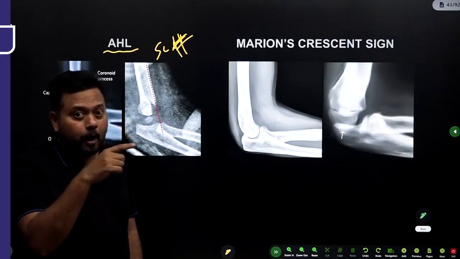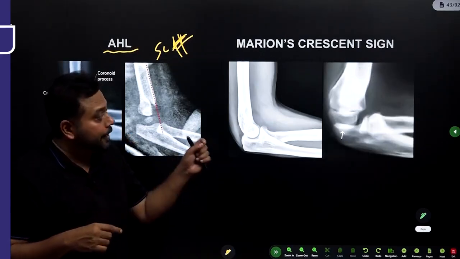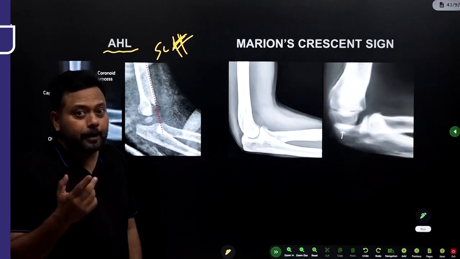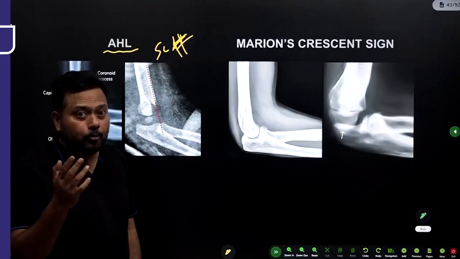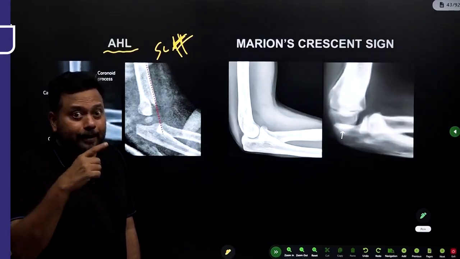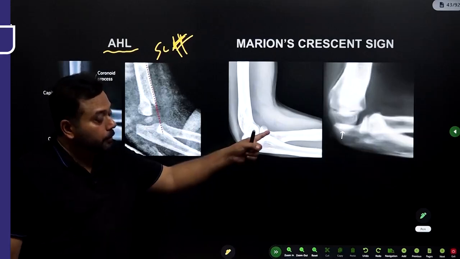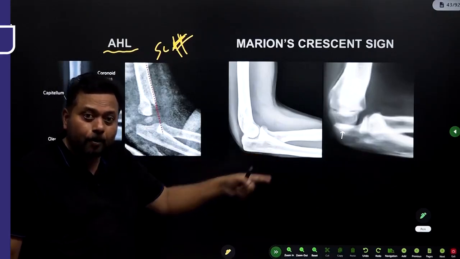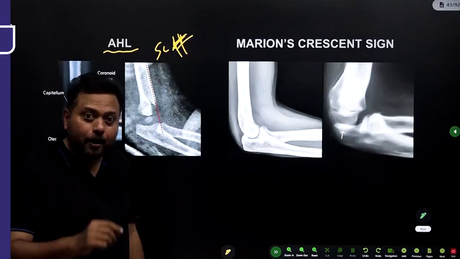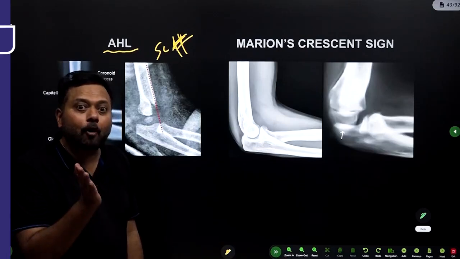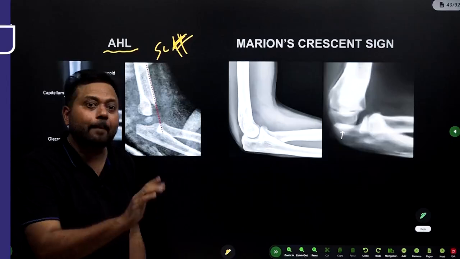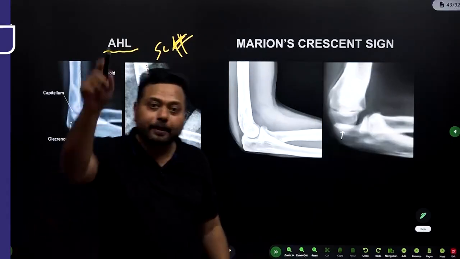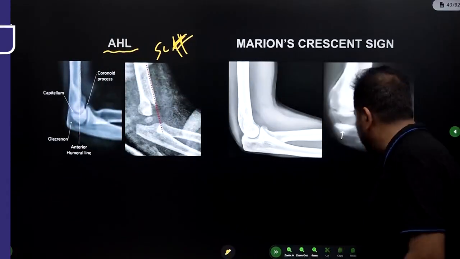Which comes from Luna, moon. Exactly like a moon, the third day after the no-moon day, which is called a crescent. So the radiolucent gap is missing. Instead of that, you are seeing a radio-opaque moon-shaped shadow because of overlap of the olecranon over the capitulum, and that is called Marion's crescent sign, the fourth radiological sign.